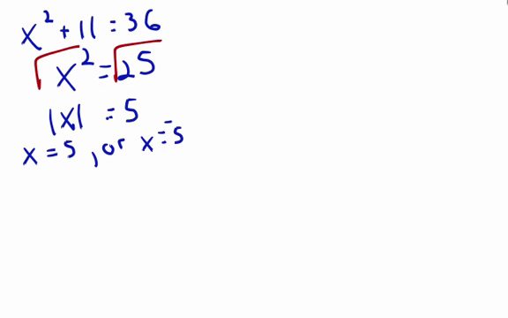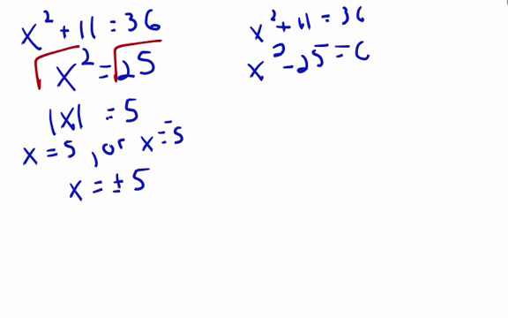And we would have x equals 5 or x equals negative 5, also written as x equals positive or negative 5. You could also do this by the factoring method. So in this case, instead of bringing the 11 over to the right side, you would bring the 36 over to the left. You get x squared minus 25 equals 0.